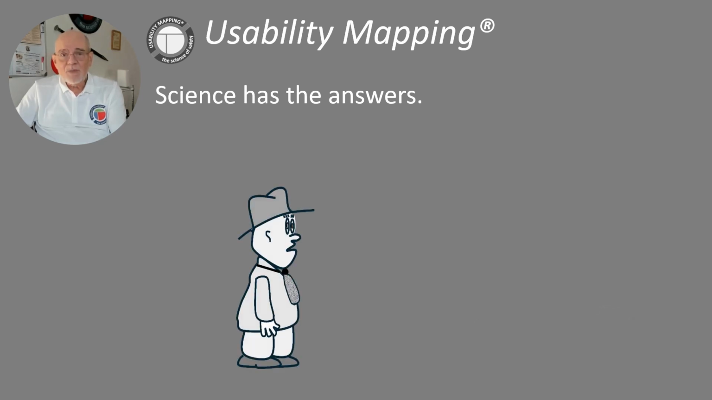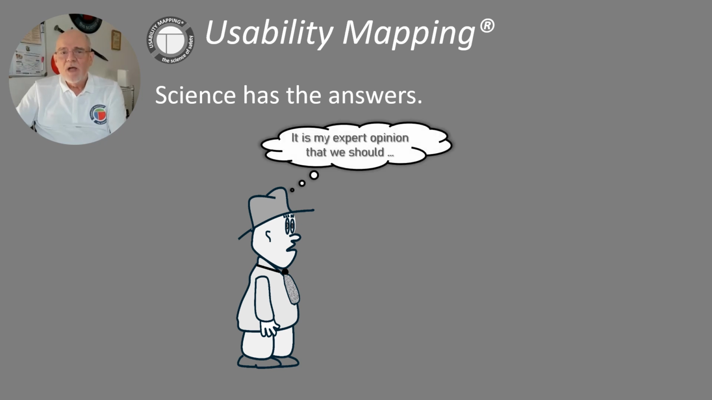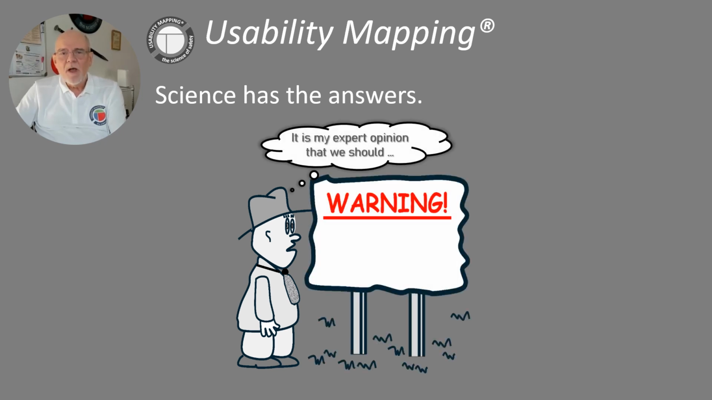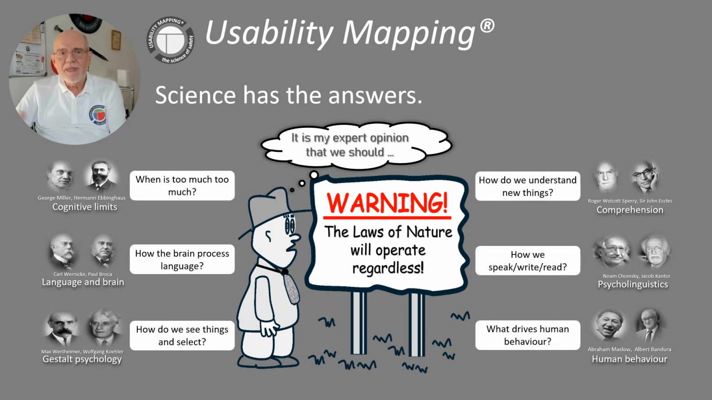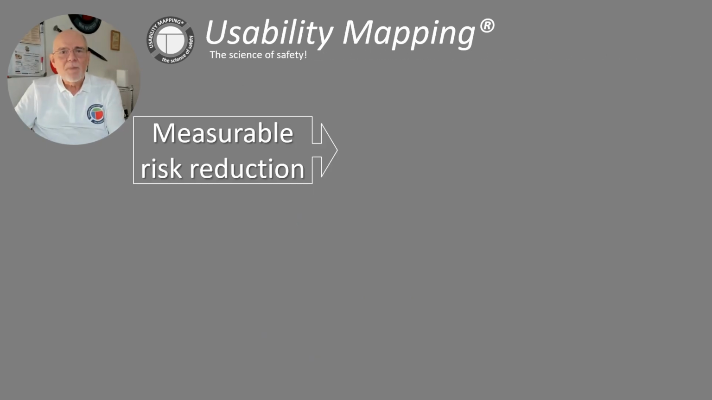Indeed, expert opinions on safety are very important, but please remember, no matter how much experience you have, no matter how smart you are, the laws of nature will operate regardless. Science requires measurement to get measurable results, and that is why we call it the science of safety. By applying the sciences, we can measurably reduce operational risks.